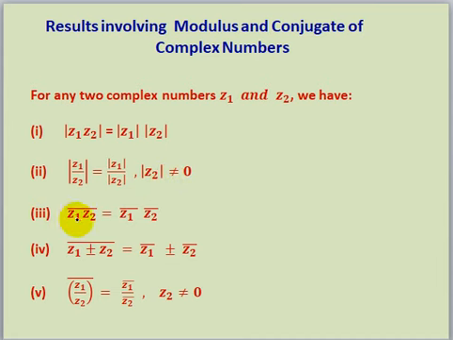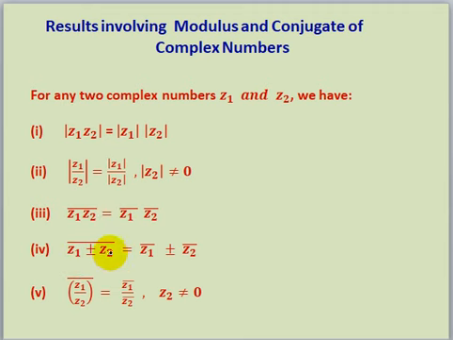Now moving on to the third one. This is the conjugate of the product of z1 into z2. For two complex numbers z1 and z2, if we multiply them first and then take their conjugate, or we multiply their conjugates, the result holds on both sides. It comes out to be the same. So you can multiply them and then take the conjugate of the resulting complex number, or you can take the conjugate of both the complex numbers and then multiply them. The product will come out to be the same. The resulting complex number on both sides will be the same.